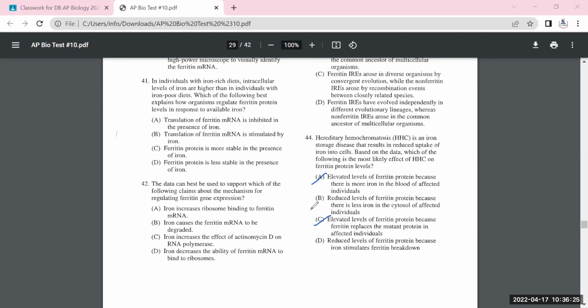Reduced levels of ferritin protein because there is less iron in the cytosol of affected individuals. Yes. Reduced levels of ferritin protein because iron stimulates ferritin breakdown. No. Correct answer is B.